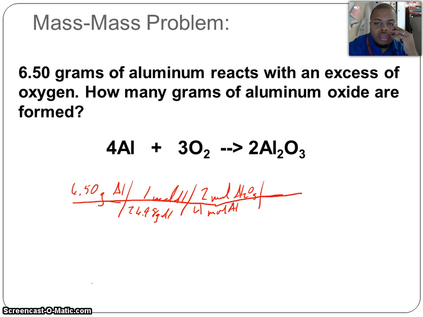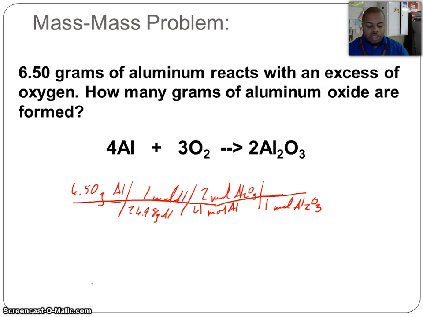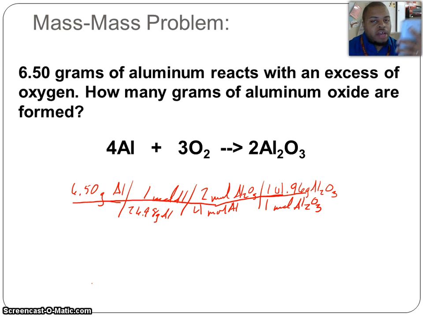There we go. Now, last but not least, 1 mole aluminum oxide. And I need a molar mass for that, which is going to be 26.98 times 2 plus 48 gives me 101.96 grams Al2O3. Now it's just a matter of multiplying and dividing. And this is where we're going to cut it off here. You can go ahead and finish this last part up on your own.